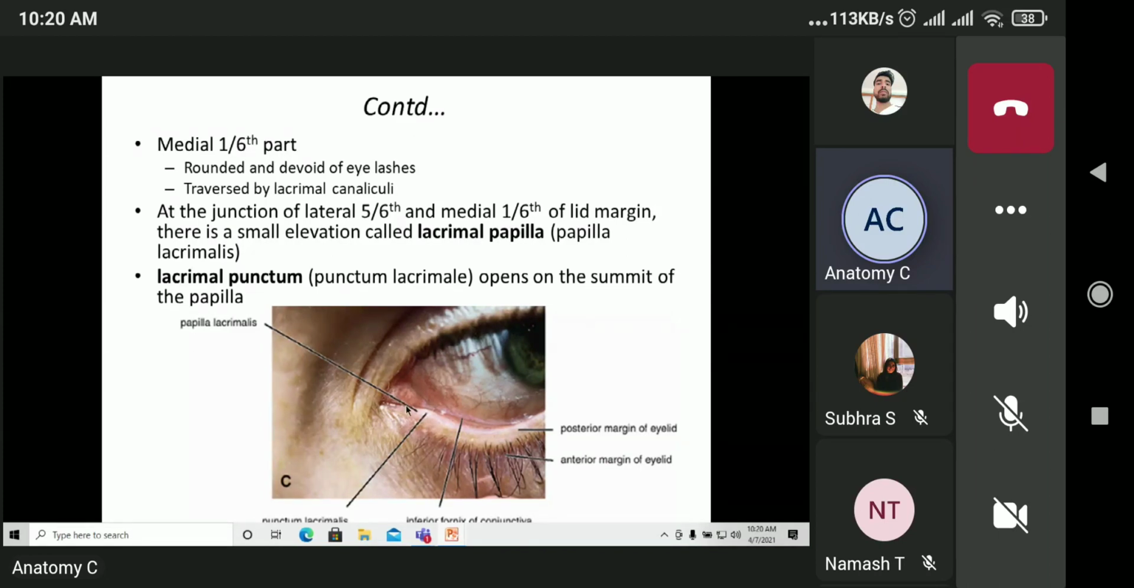Look at this one. This is medial and this is lateral. Medial is devoid of eyelashes, and here you'll get the lateral eyelashes. In between, you get the small elevation called the lacrimal papilla, and the lacrimal punctum opens over here.